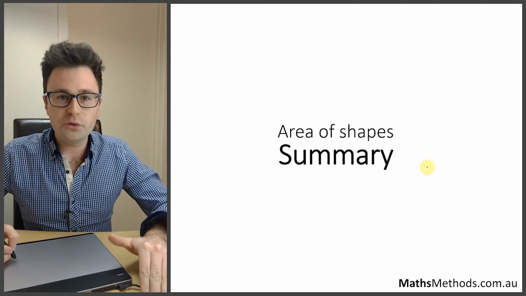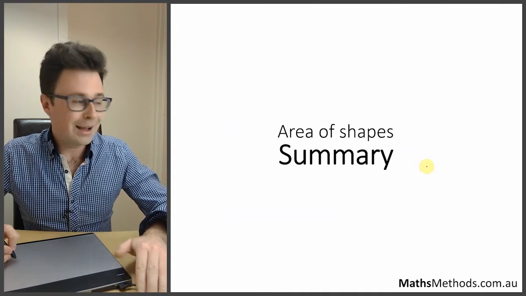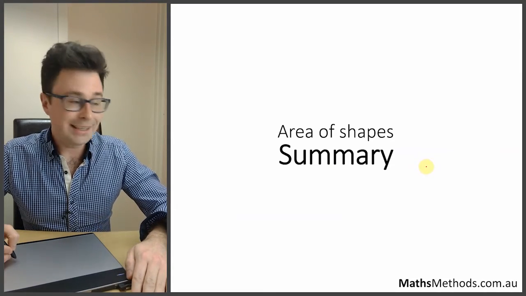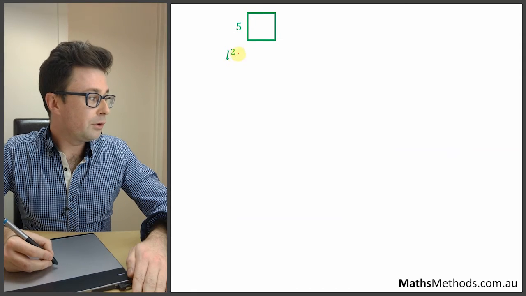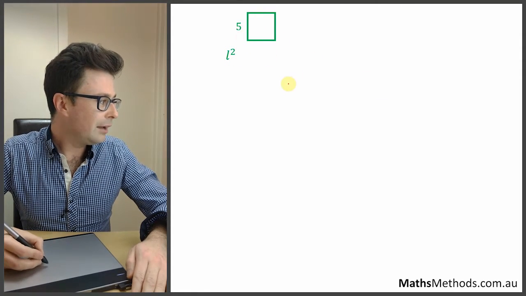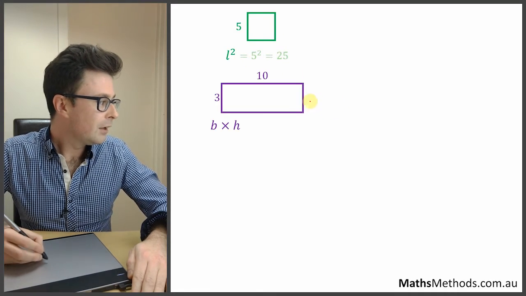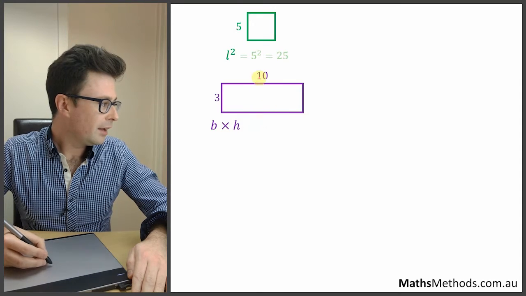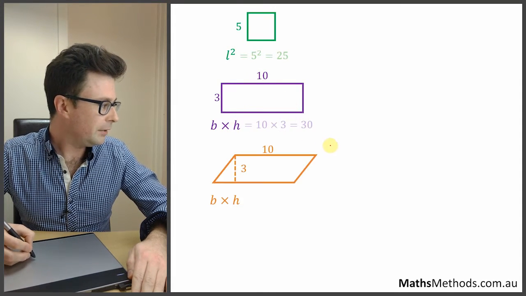All right, so let's have a summary of all these shapes. I'm going to use the same letters that are used in most textbooks so that you can see what it actually is. So with a square, usually they say the formula is L squared, and L stands for length. So in this case, the length equals 5. So it's 5 squared, which equals 25. That's your area. For a rectangle, it's base times height, and the base is 10 times the height 3, so the area would be 30.